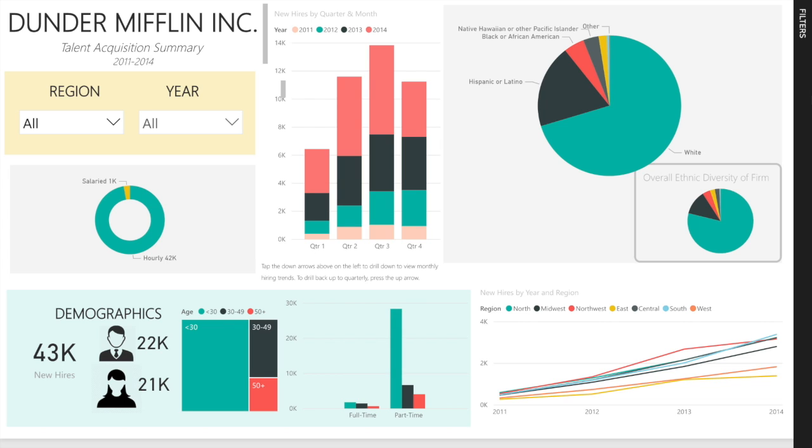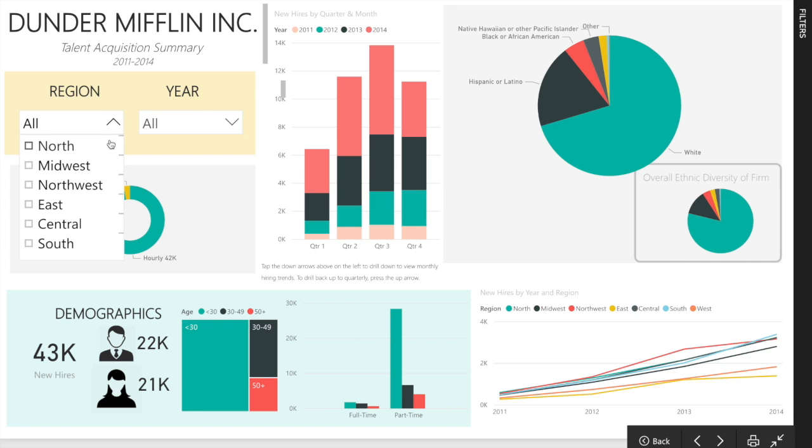I decided that I wanted to narrow in to focus specifically on new hires and try to deduce some insights regarding hiring patterns and diversity in the new talent acquisition process at Dunder Mifflin. The first thing I'd like to point out is that because the company operates across multiple regions, the visualizations on the dashboard can be segmented to show information pertaining only to a certain region, and the relevant visuals will adjust.